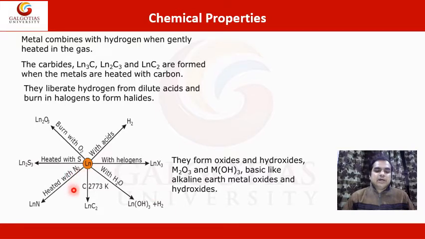With carbon at higher temperature, when we heat, we get the lanthanide carbides. When we heat with nitrogen, we get the nitrogen compound. When we heat the lanthanides with sulfur, we get the sulfides of the lanthanides. And when we burn them in air, we get the oxides of these lanthanides. They form oxides and hydroxides of type M2O3 and M(OH)3, which are basic like alkaline earth metal oxides and hydroxides.